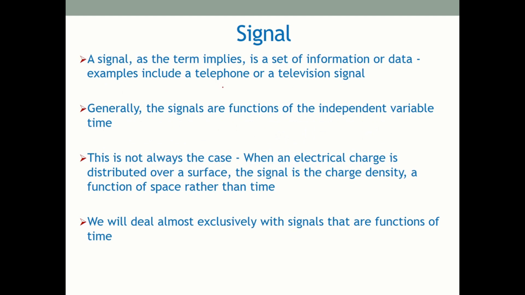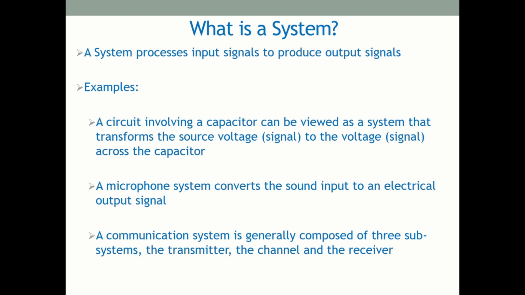For example, we can have a telephone or a television signal. It's generally plotted against an independent variable, which is time. So on the x-axis we have the time, and on the y-axis we have the variations of the signal. The signal could be our voice, for example, that changes with respect to time.